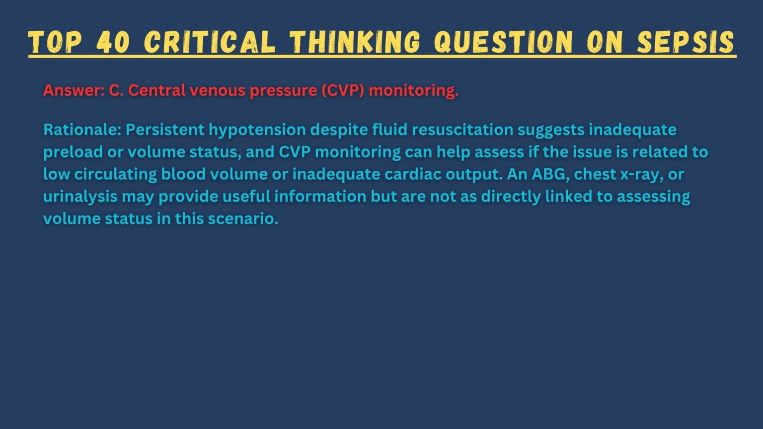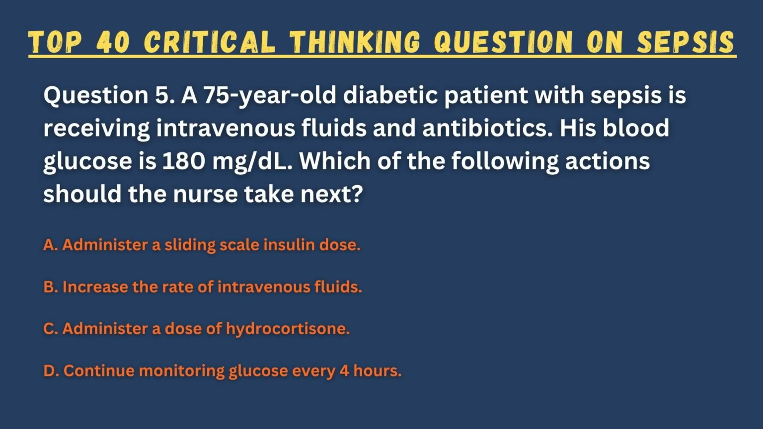Rationale. Persistent hypotension despite fluid resuscitation suggests inadequate preload or volume status, and CVP monitoring can help assess if the issue is related to low circulating blood volume or inadequate cardiac output. An ABG, chest X-ray, or urinalysis may provide useful information, but are not as directly linked to assessing volume status in this scenario.